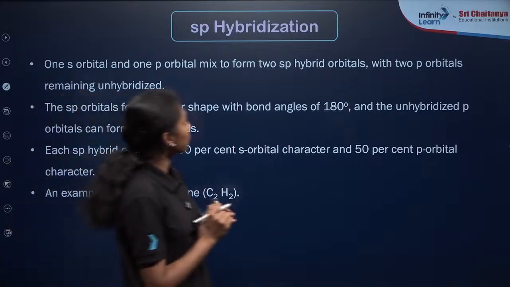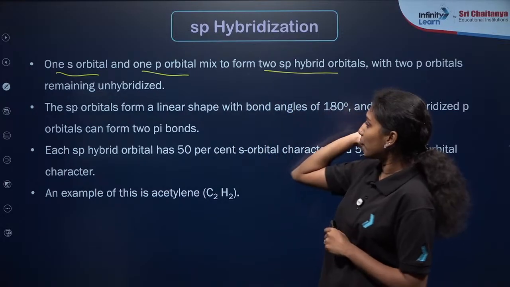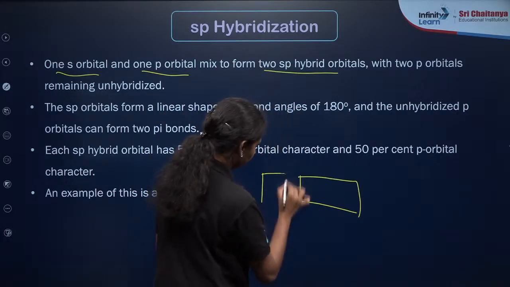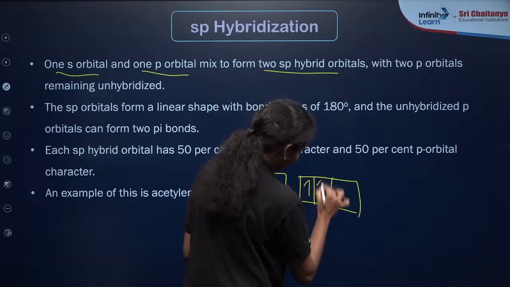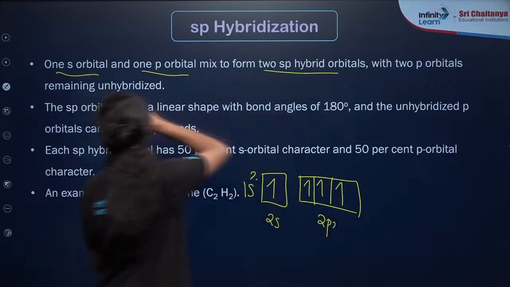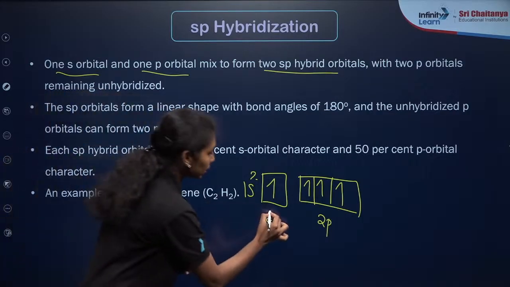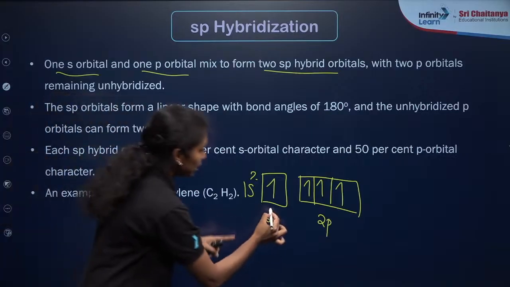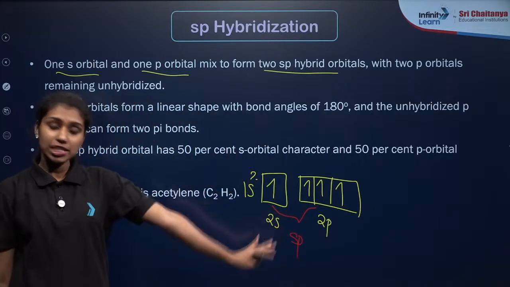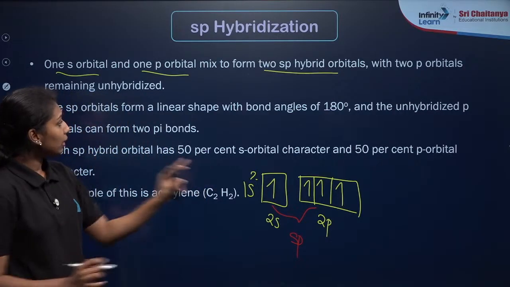Now let us talk in detail about sp hybridization. I have already mentioned that they contain one s orbital and one p orbital to form two sp hybrid orbitals, right? Two sp hybridized orbitals, as we already know in the case of carbon. So what you are observing here in the case of sp hybridization is that the 2s and one of the p orbitals only combine to form the sp hybridized orbital, right? Only two orbitals combine to form the sp hybridized orbital. Clear?